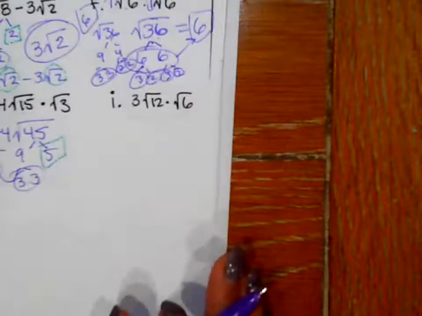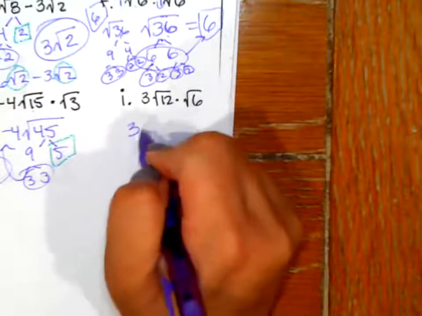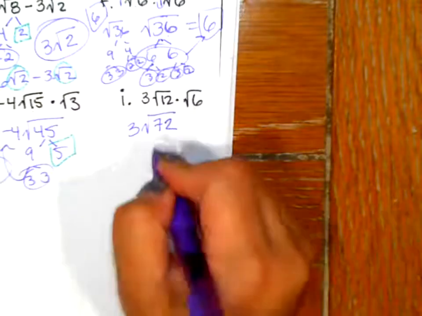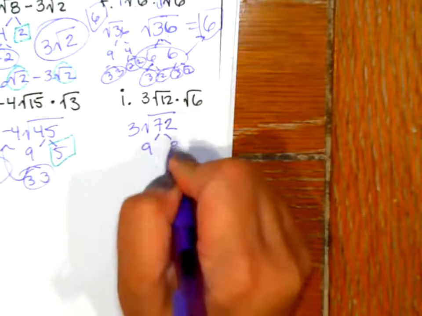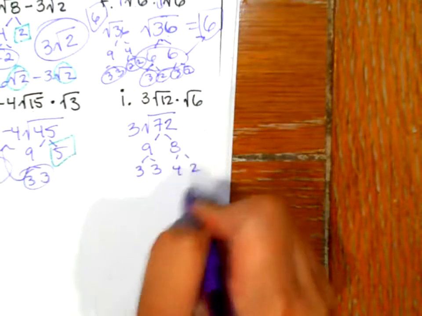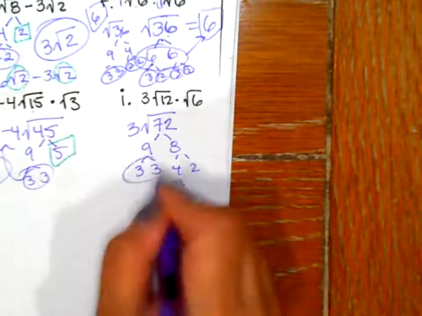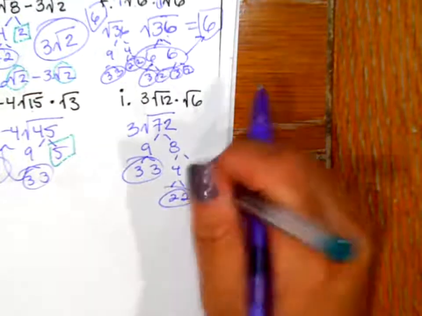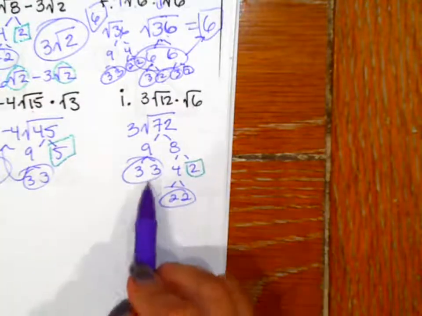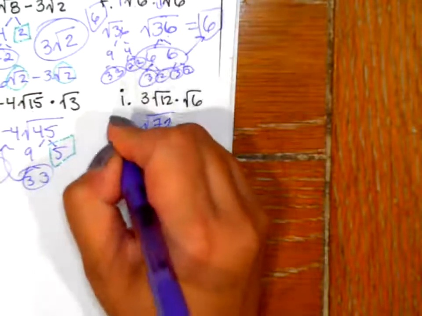Last one. Multiply the outside, multiply the inside. 3 rad 72. Break down 72. 9 and 8, 3 and 3, 4 and 2. All the way down as far as you can go. I've got a pair of 3s, a pair of 2s. That guy is solo, can't do anything. A 3 is going to come out, a 2 is going to come out. So right here, I'm going to have another 3 and another 2.